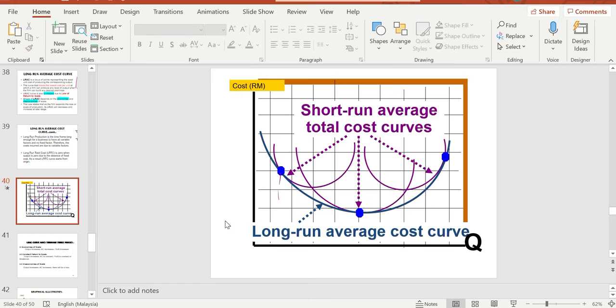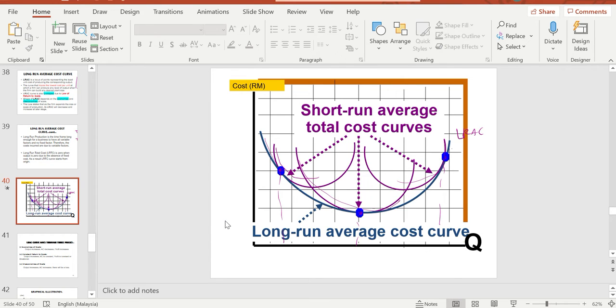Ini kalau dia operate dengan satu firm, ini adalah short run cost dia. Kalau dia dua firm, ini adalah short run cost dia. Ini kalau dia ada 3 firm, short run cost dia. Sebab kos untuk operate satu firm berbeza dengan kos operate 2 firm, dan berbeza juga dengan kos operate 3 firm. So kita akan ambil minimum point untuk setiap short run cost tu, kita akan sambung, kita akan dapatkan long run average cost. So dia macam ni lah senang cerita kan.